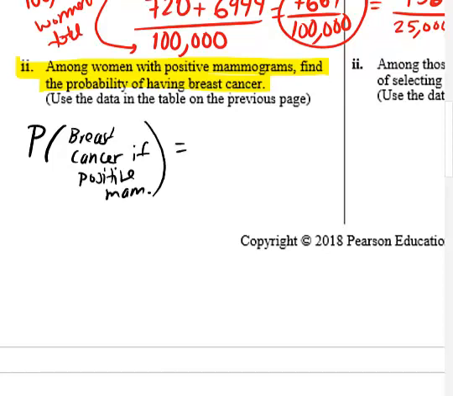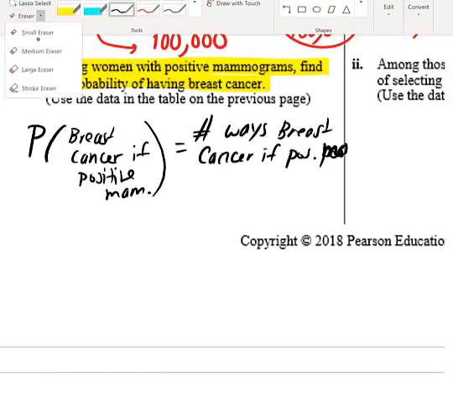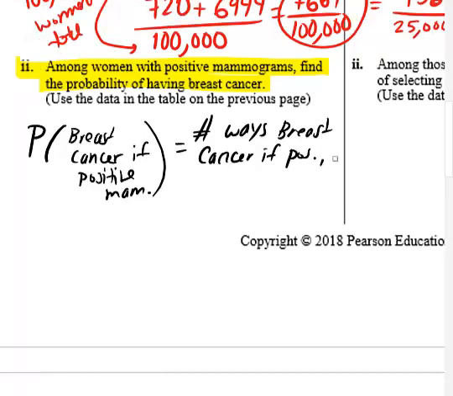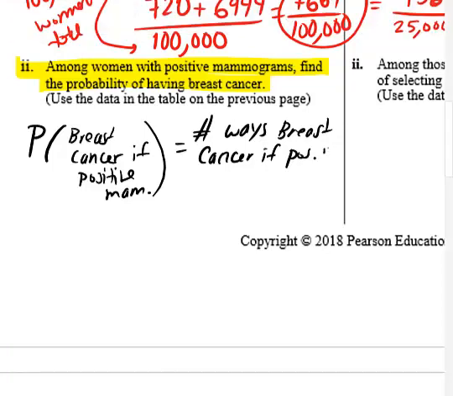So it's the number of ways to have, well, man, this is a bummer problem. It's bumming me out. Number of ways to have breast cancer if you had a positive mammogram, because that's what they describe, divided by the total number of outcomes.